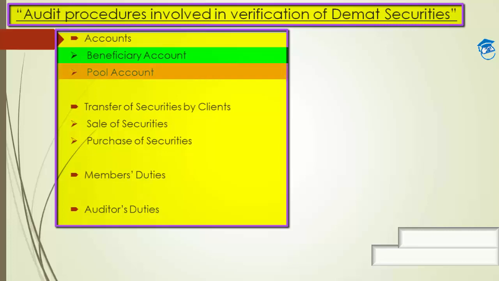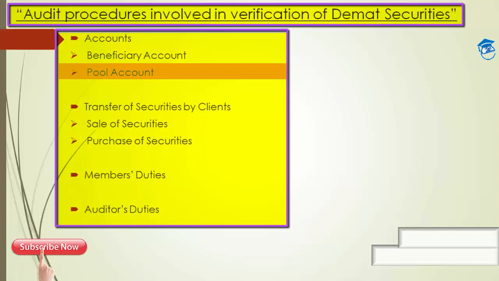Beneficiary account is one wherein the Demat securities belonging to the members for their own account are held. Number two is pool account, wherein the Demat securities of the clients are temporarily lodged for or transferred to from the clearing house in the pay-in and payout entries. That's the basic difference between beneficiary and pool account.